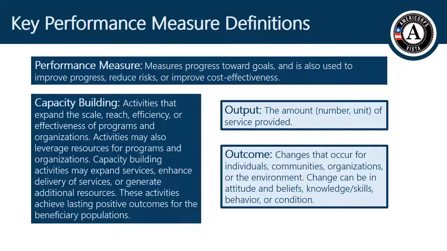An outcome measures changes that occur for individuals, communities, organizations, or the environment. Change can be in attitude and beliefs, knowledge or skills, behavior, or condition. Again, an outcome is measuring progress, usually a positive change for program beneficiaries, like number of students graduating from high school or number of homeless individuals obtaining stable housing.